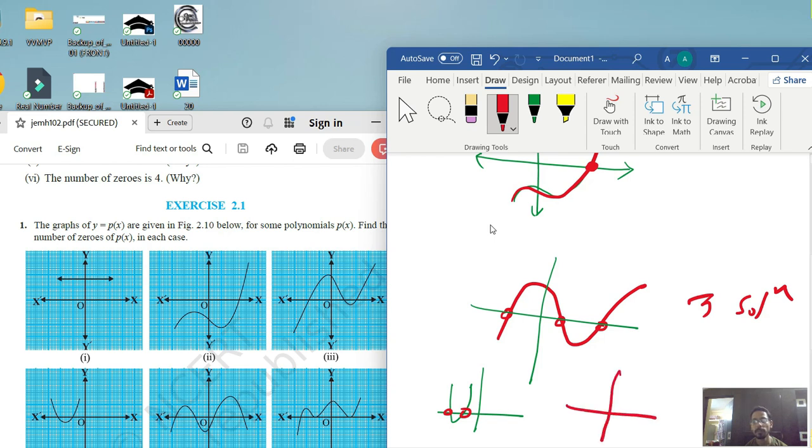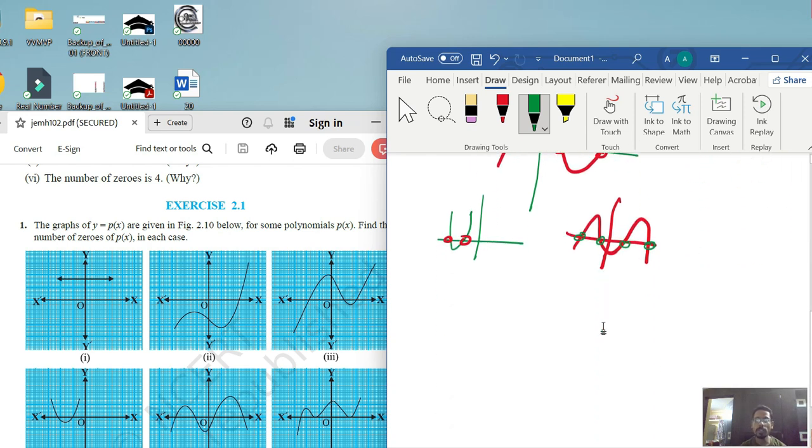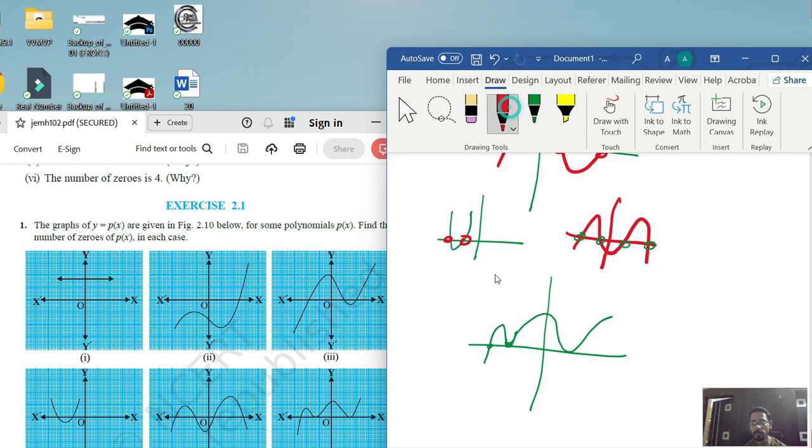The fifth one is like this. How many? One, two, three, four. You can say four solutions. The last one, the sixth one, you can see there x-axis, y-axis. This is like this. So one, two, three. You can say three solutions.